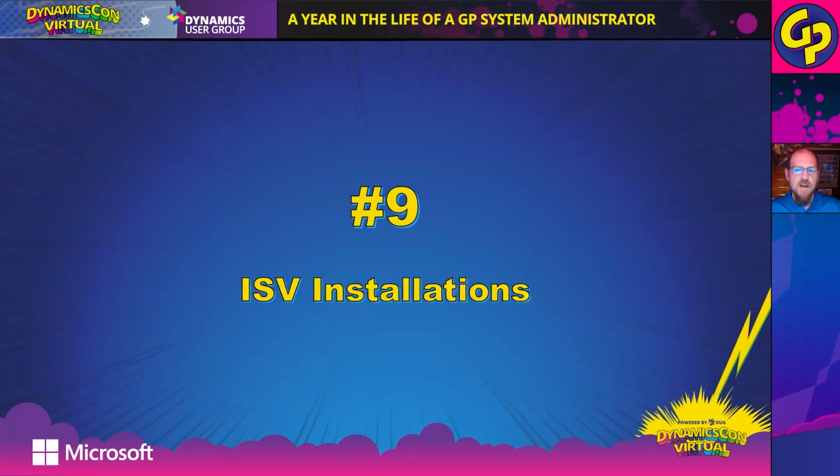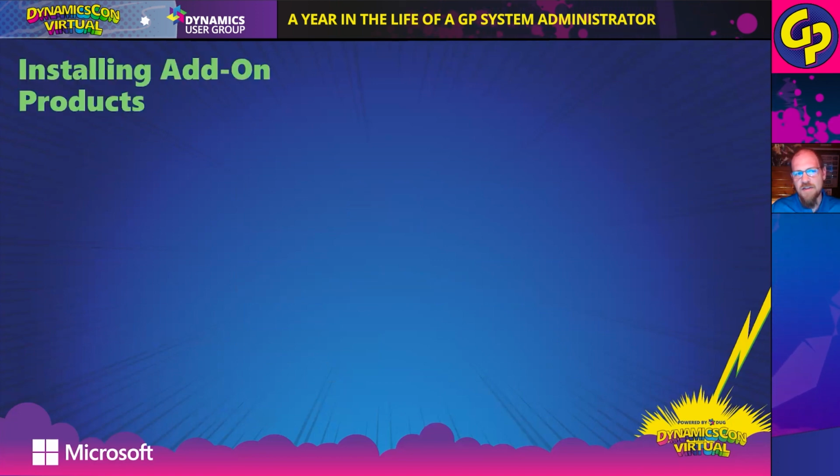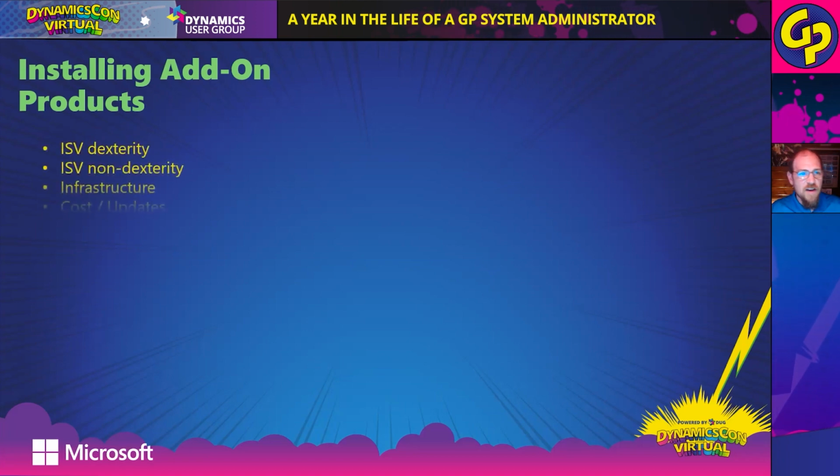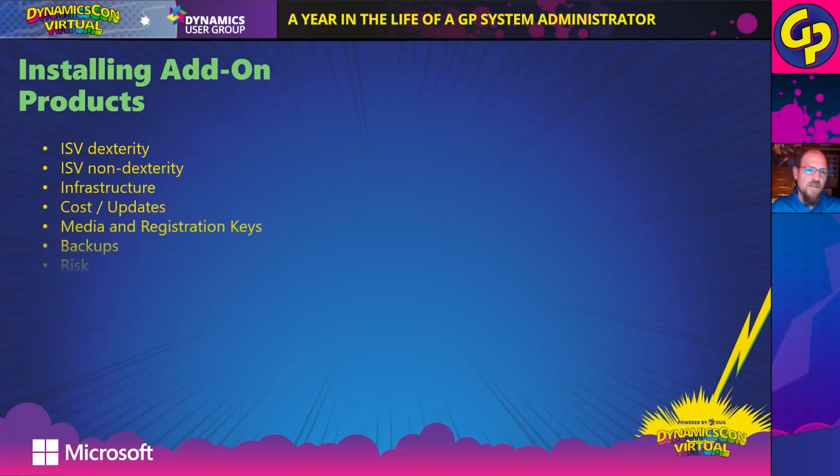Number 9, ISV installations. Most environments have, I think, 3 to 5 or more ISV solutions kind of commingled inside their Dynamics Great Plains environments. Well, ISV solutions come in a lot of flavors, just like ice cream. So the first thing I ask when I try to do a GP system audit is to find out what type of customization it is.